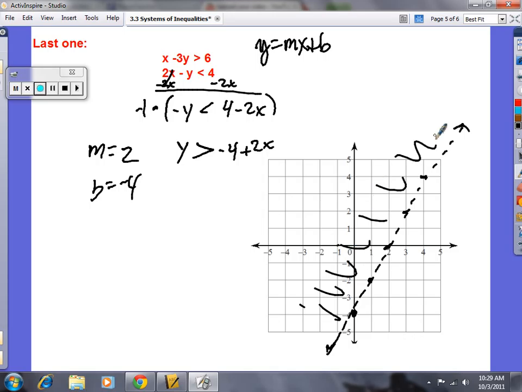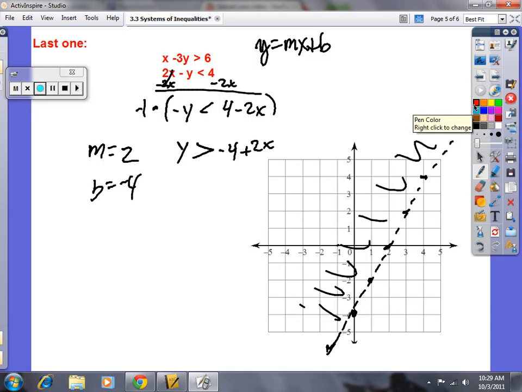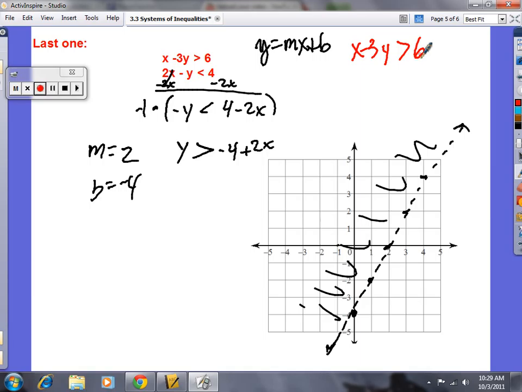Okay, now the second one. X minus 3y is greater than 6. You got to get y out by itself. So I'm going to minus the x on the left, minus x on the right. That cancels out, so it's a -3y. Is greater than 6 minus x. Divide by a -3. You just divided both sides by a -3.